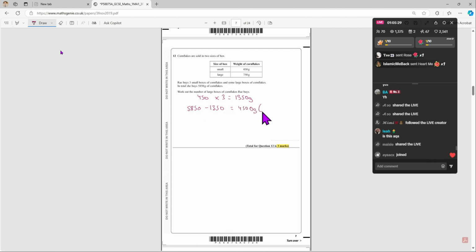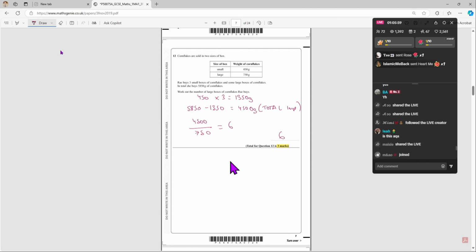Now this is the total for the large boxes, okay? Total for the large boxes. Now to work out how many large boxes there are, we have to do 4,500 divided by 750 to get the number of large boxes. Put that into the calculator, and you're going to get 6 large boxes in total. So your answer is going to be 6 large boxes.